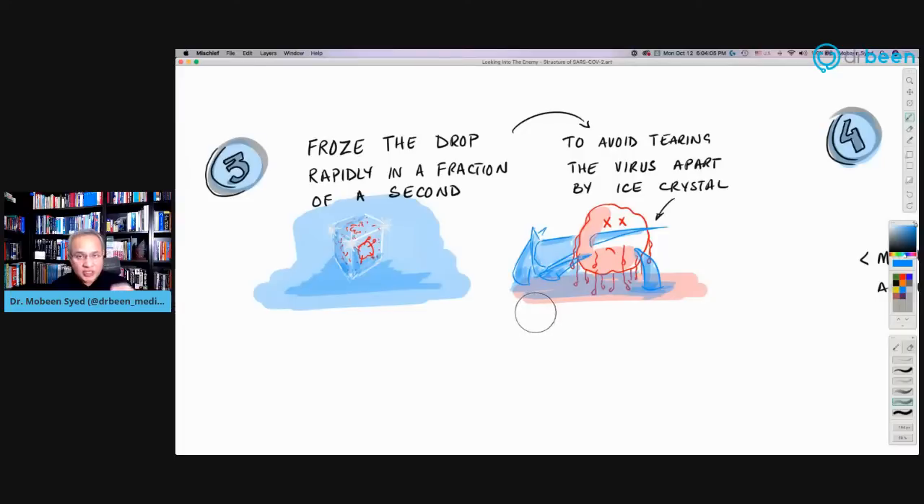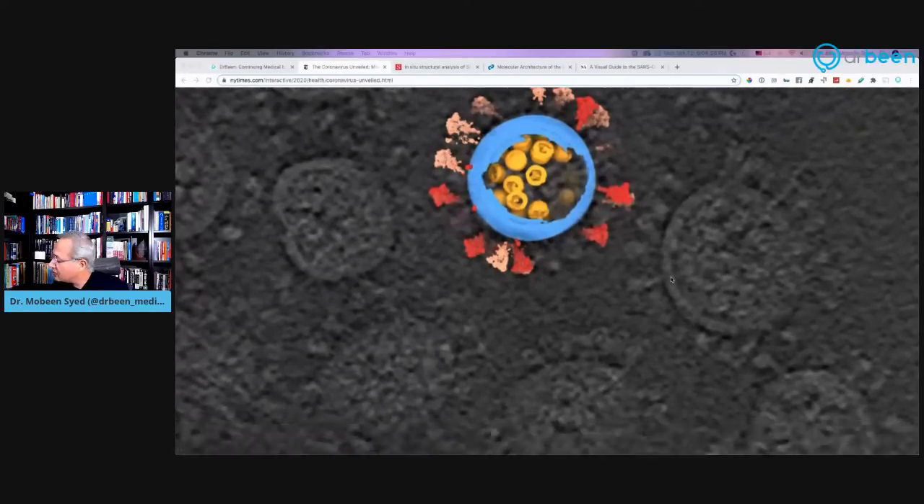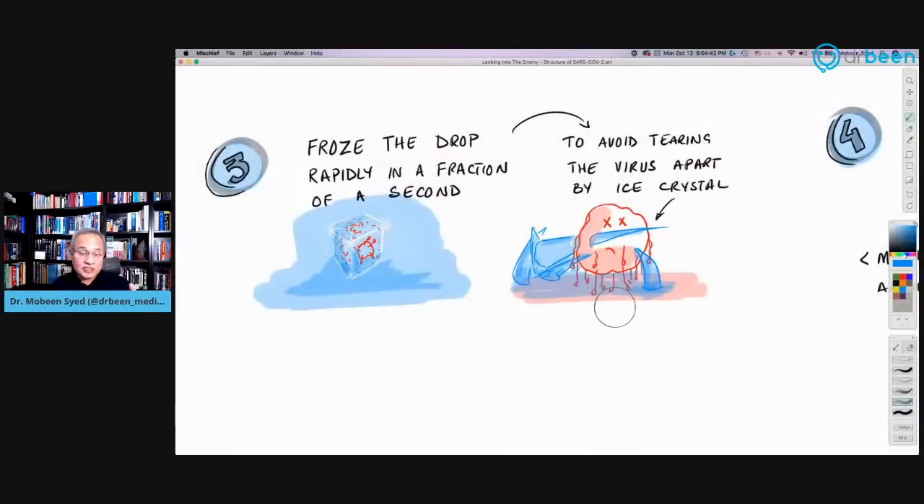The reason to quickly freeze that drop of fluid is that if it is frozen slowly, then the fluid would develop crystals, and those crystals can then pierce and rupture the coronavirus. So they do not want that. They want to see the virus intact, as you can see here. Do you see those little gray blobs here? These are actually coronaviruses. So they had to freeze them fast enough that the water does not develop crystals which would pierce and rupture the virus. And think about it, this is happening at the billionth of, I think, of an inch level.